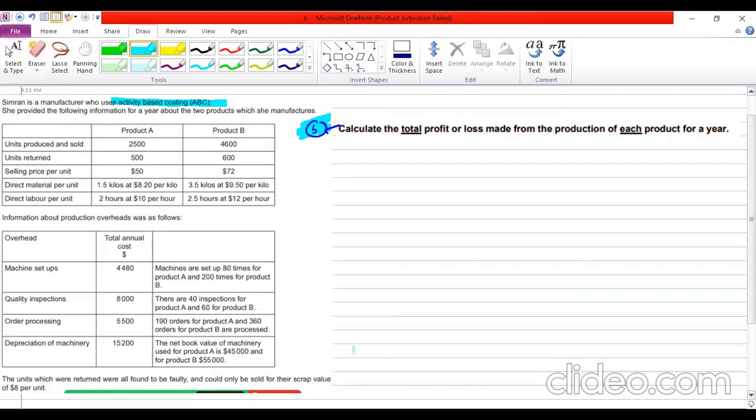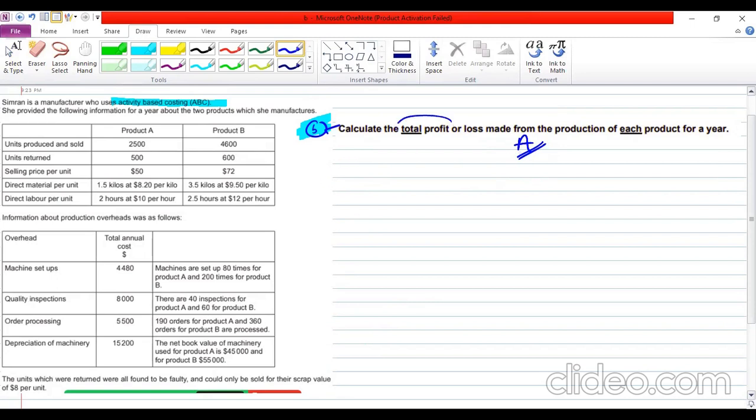Before we used to compute profit using absorption, marginal, but now with ABC, let's do it. Simple. Don't worry about it. It's really simple. The format is going to be very simple. We have two products now, A and B. I am going to do for A now, and then after completion of A, we will do B.